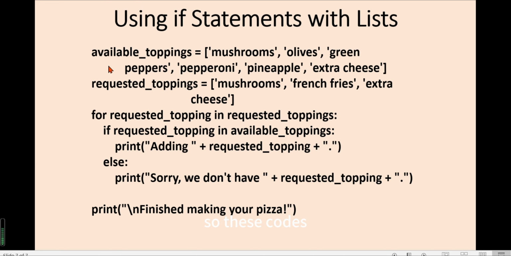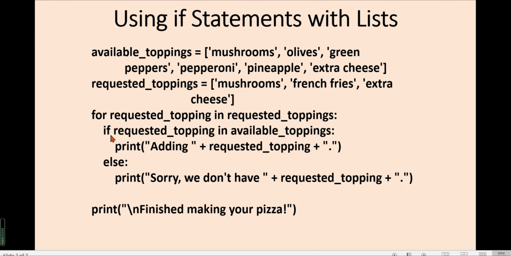So in this code, first we create two lists. One is available toppings in this pizzeria shop. And then the requested toppings are mushrooms, French fries, and extra cheese. So next is a for loop: for requested topping in requested toppings. So we check every element in this requested toppings list which the customer has requested.